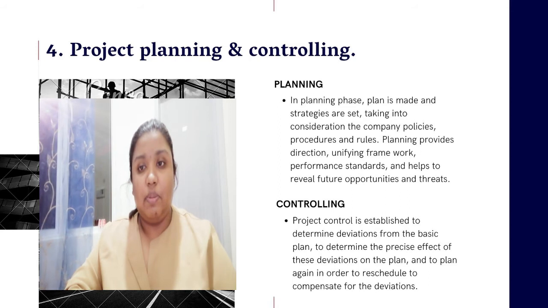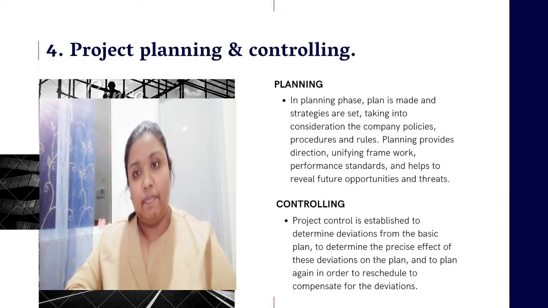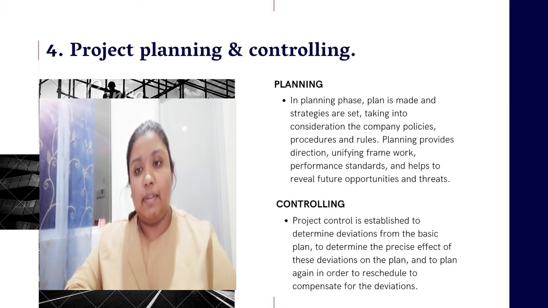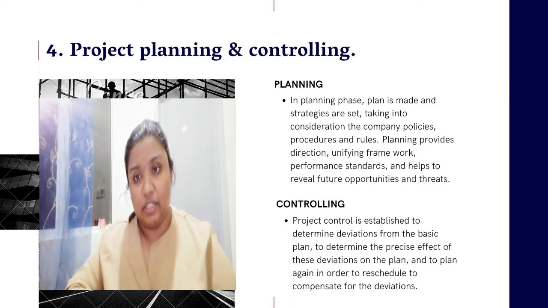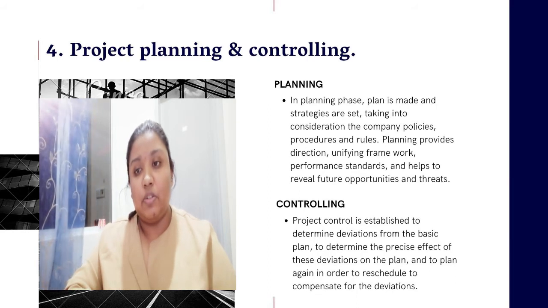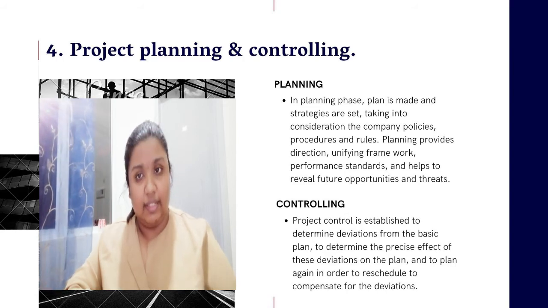The next will be the controlling. Controlling is also an important part of a construction project. Project control is established in order to determine the deviations from the basic plan, to determine the precise effect of these deviations on the plan, and also to plan again in order to reschedule and to compensate for the deviations.